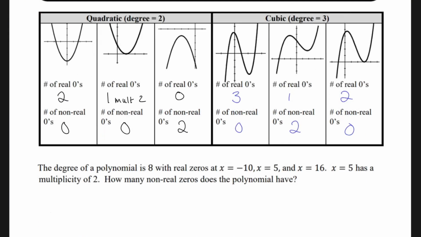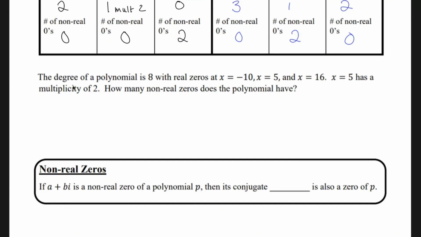So let's try to understand that. The degree of a polynomial is 8, with zeros at x equals -10, 1, 5, 16, and is that it? Oh, and 5 has a multiplicity of 2. Okay, so real zeros at -10, 5, and 16, and then a multiplicity of 2.